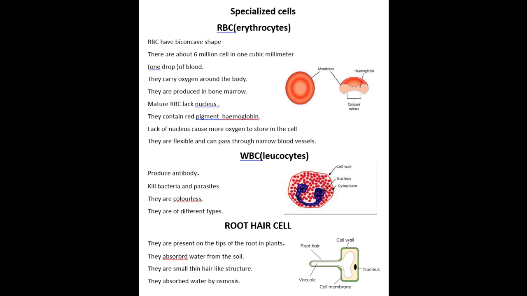This is also a very important point. Mature RBCs lack a nucleus. The nucleus is absent in them because they have hemoglobin. Hemoglobin is a red pigment which is helpful for capturing oxygen. The lack of nucleus causes more hemoglobin to be stored in the red blood cells.